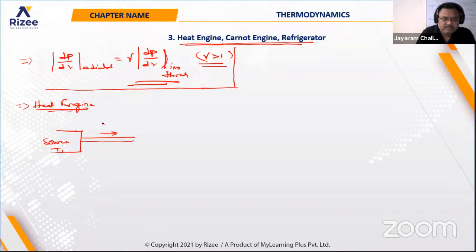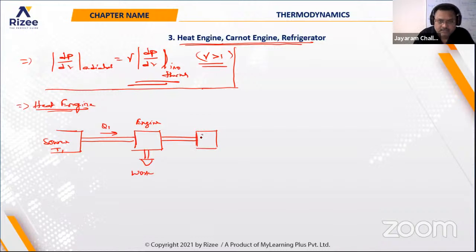How much heat is being supplied? Let it be Q1, the heat supplied to the system. And here the work is being done, or you can call it an engine where the work is being done. And whatever amount of heat is left over, the rejected heat, will be turned out to the sink, where the temperature is going to be the lower temperature, that is T2. In this case T1 will be greater than T2. This is your heat engine condition.